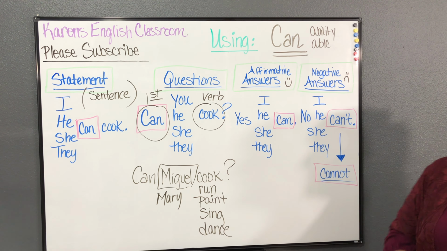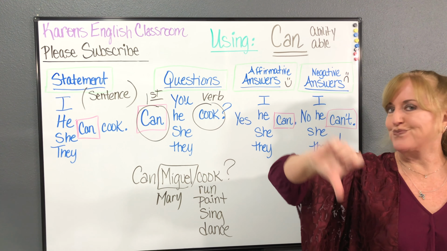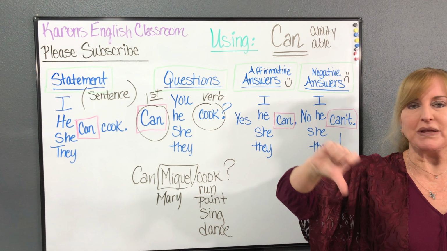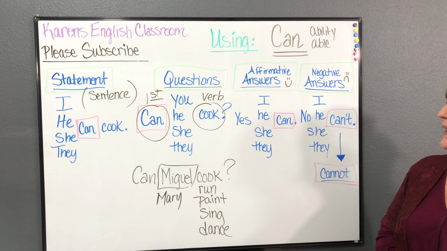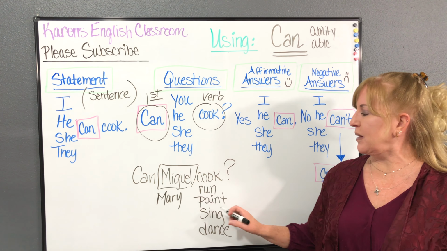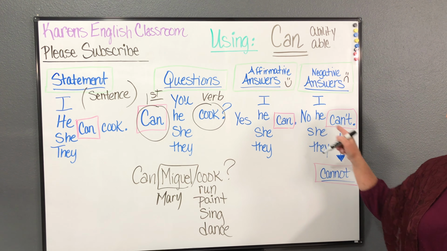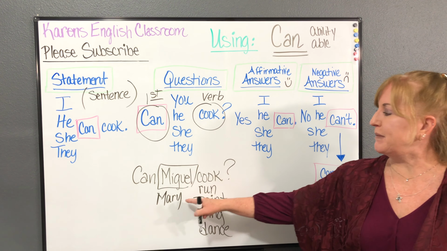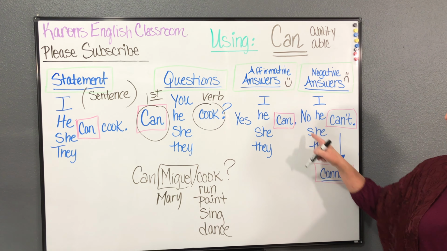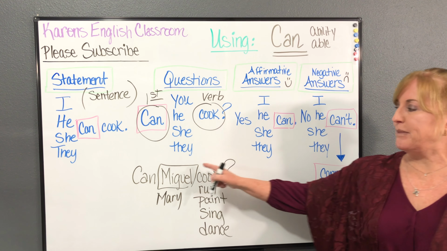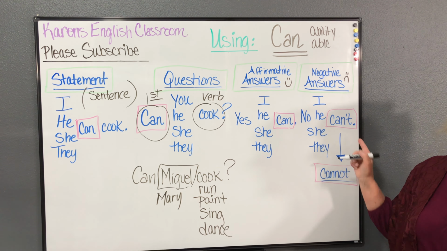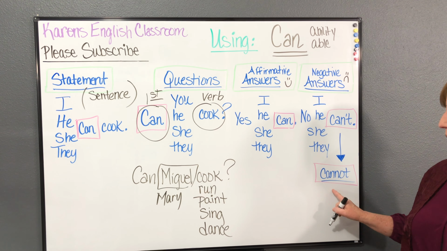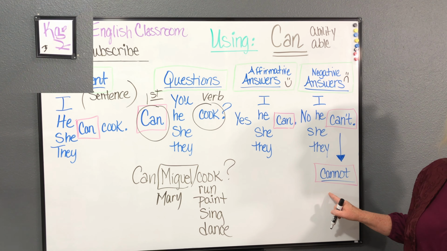Okay, negative. Negative? Nope, no. They don't have the ability, they don't know how. Okay, so negative. All right? If I say, can Miguel paint? No, he can't. Can Mary sing? No, she can't. Can Miguel and Mary dance? No, they can't. Or, remember, we can use cannot also.